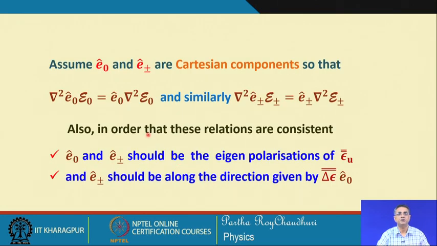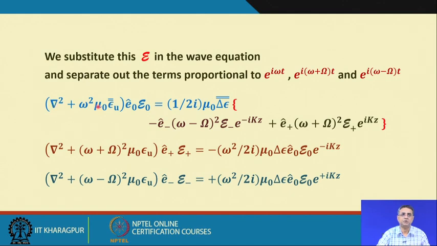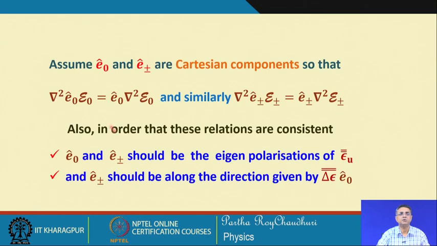Now, we will use the same approach as we adopted in the case of small Bragg angle, that the light wave is traveling almost along one direction, and we can use the same formulation. In between, del square epsilon times E 0 E, we can write equal to this quantity, and similarly for the plus and minus order polarization, we can take E plus minus outside, and this is the polarization vector. In order that these relations are consistent, E 0 and E plus minus must be the eigen polarization of the system. That is, in a Cartesian system it must be x, y or z.